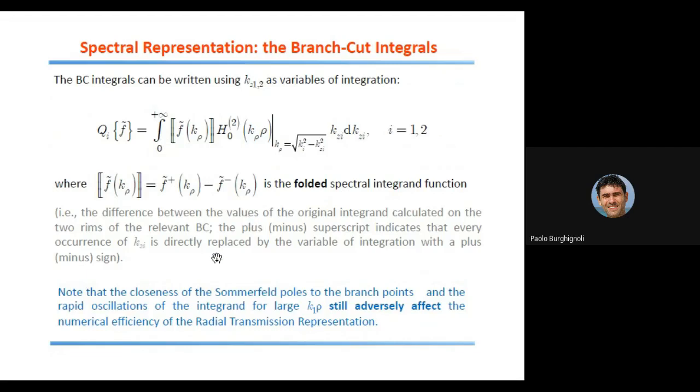Note that also in this case, the Sommerfeld pole is close to the branch point, k1, so you still have a spike in the integrand and also rapid oscillations that are a problem from a numerical point of view. What we will do now, or better after a break, is that we will further change the representation and we will find another representation, the so-called non-spectral representation, which will provide us further numerical advantages and also the possibility of introducing some interesting physical considerations.